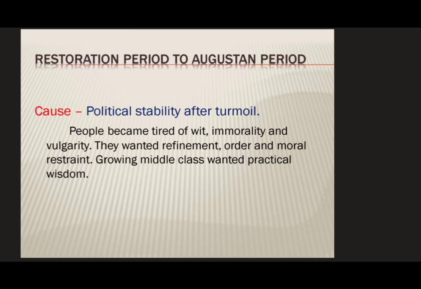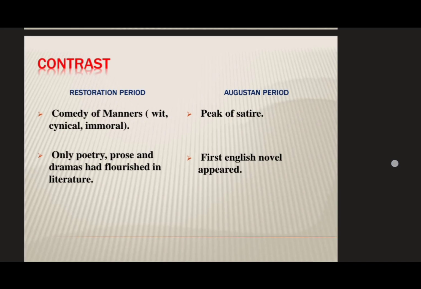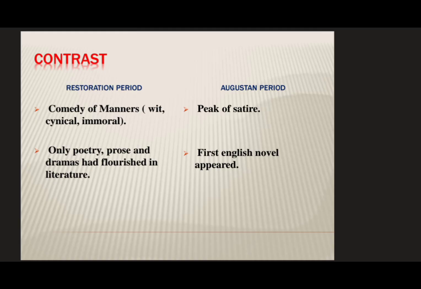Talking about the contrast between Restoration period and Augustan period, we see that Restoration period had a rise in comedy of manners, which was witty and cynical and also immoral. But in the Augustan period, we only see the peak of satire and not any vulgarity or immorality in the literary texts. In the Restoration period, we see poetry, prose, and drama, all the three forms flourishing in literature. But in the Augustan period, we see a new form of literature, that is novel. First English novel appeared in Augustan period. So that was all about the contrast between Restoration period and Augustan period.